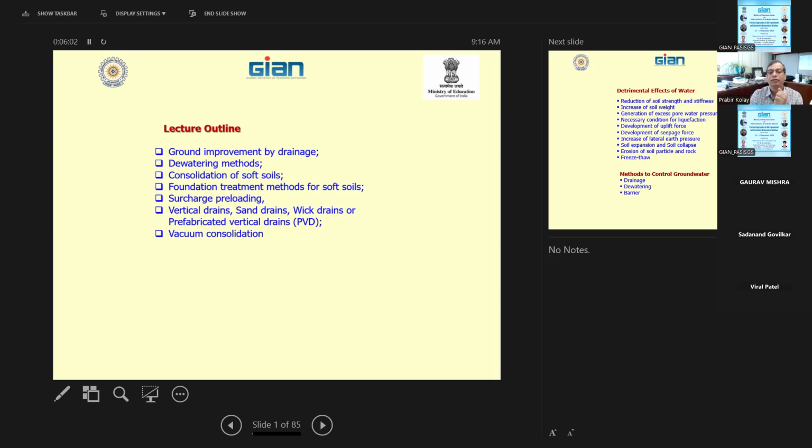And then we will talk about the vertical drain. One is the sand drain, one is the PVD, the prefabricated vertical drain, and then also talk about the vacuum consolidation. So I have to go really quick to complete all this.